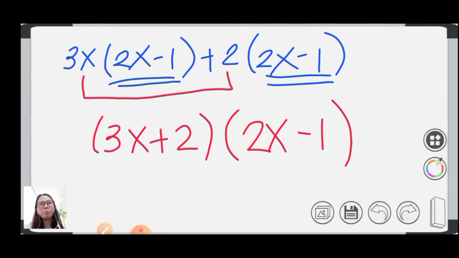Okay, so I hope you follow the steps as well as the procedures of getting the factors of trinomials where a is greater than 1. Okay, let's have another example.